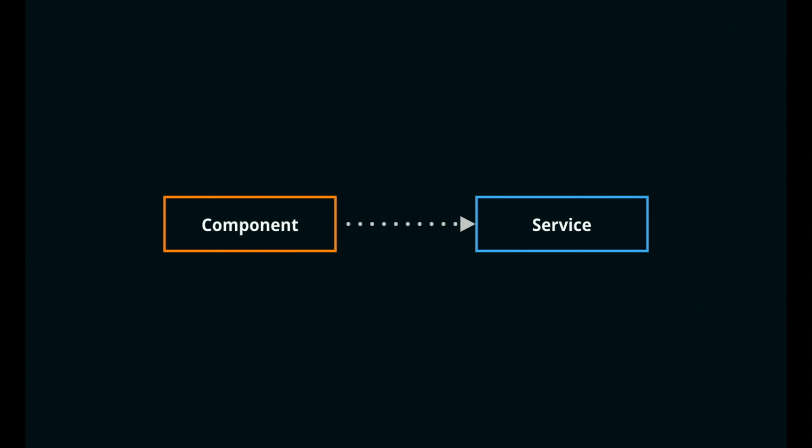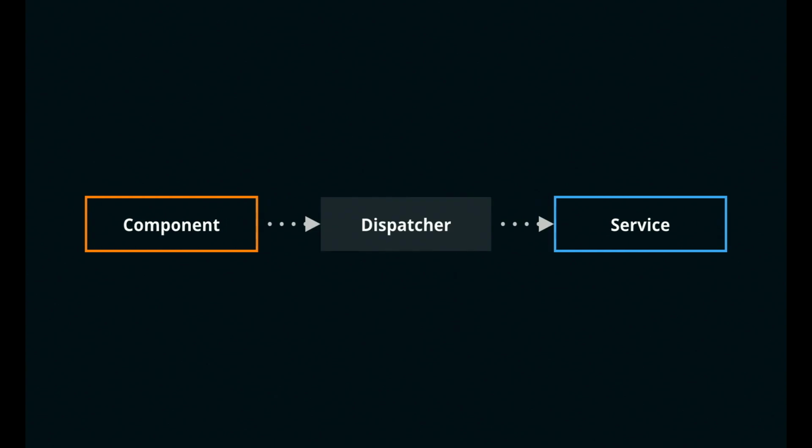So normally in an application, you've got components and services that are talking to each other directly. And this is called direct communication. With indirection, what we do is we add a middle layer. We're going to call it the dispatcher in this situation. And the middle layer helps make the two sides not have to know much about each other.